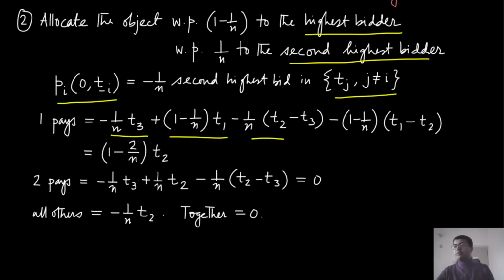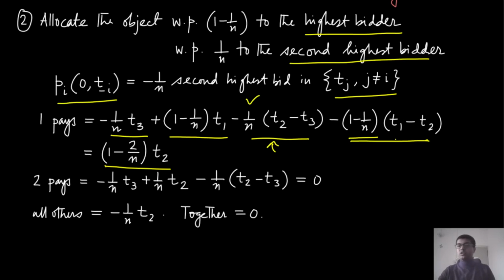Now the integral can be broken up into two pieces, because when player 1 is within this interval t3 to t2, it is the second highest bidder, but it still has a small probability of winning. So therefore it will get multiplied with that probability. And between t2 and t1, it has a probability of 1 minus 1 by n of winning that object. So together this is going to be this expression. So 1 minus 2 by n times t2. That is the payment that player 1 will make.